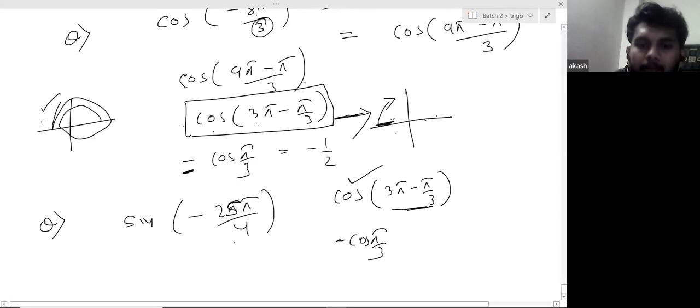All right, try to solve this one. Minus sine minus 25 pi by 4.